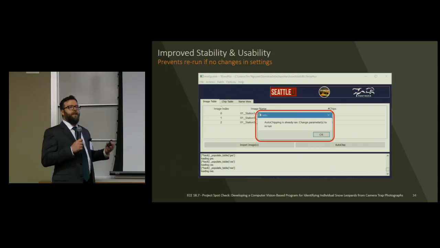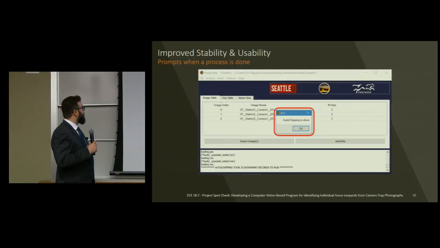Historically, there was nothing to protect a user from redoing the same work by clicking the same button again. Let's say you run auto chipping and it takes 3 hours. If someone didn't know it had been run, they could click it again and duplicate all that effort. So now it does a check for that and throws up an error message, or at least an information message, saying, hey, this has been done. If you want to do it, you can change the settings.